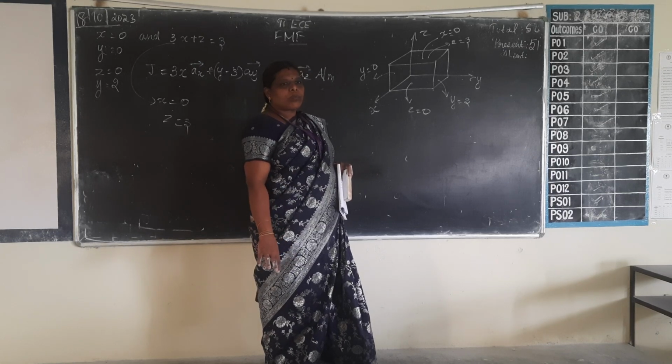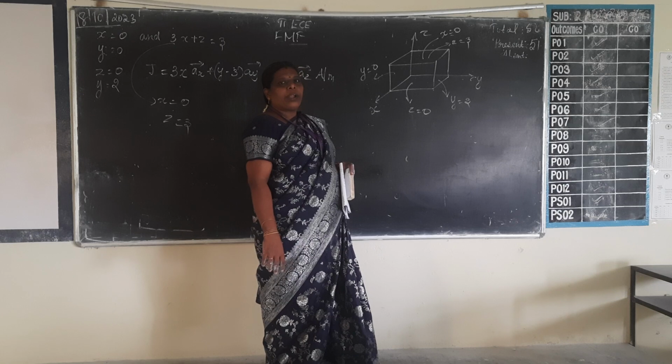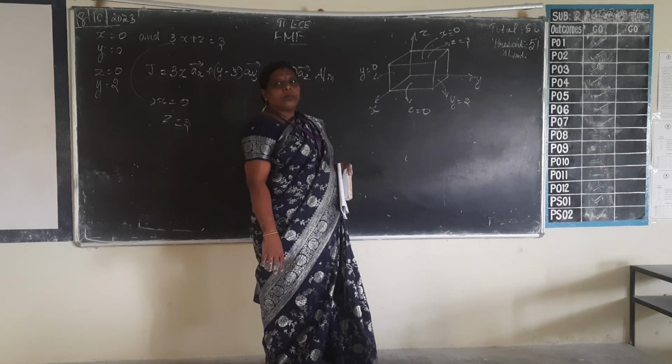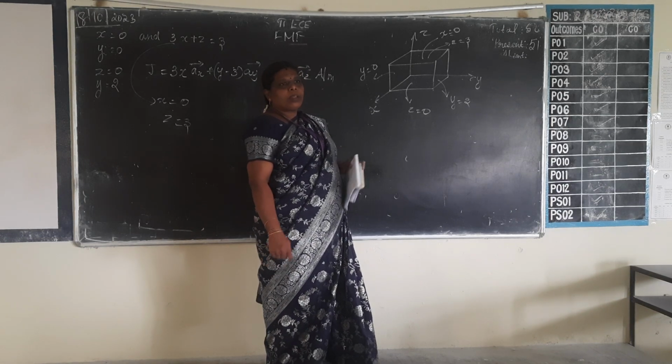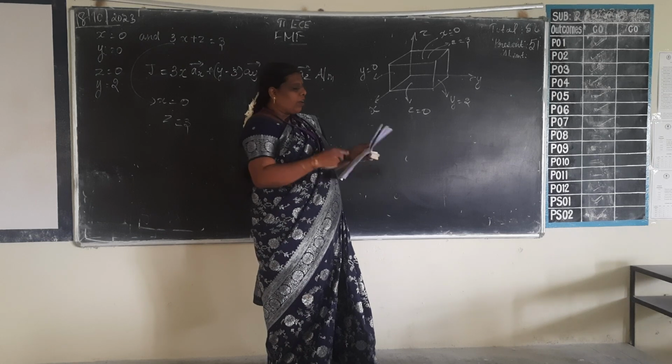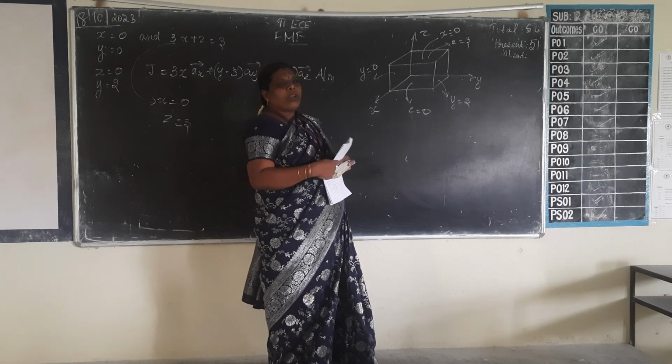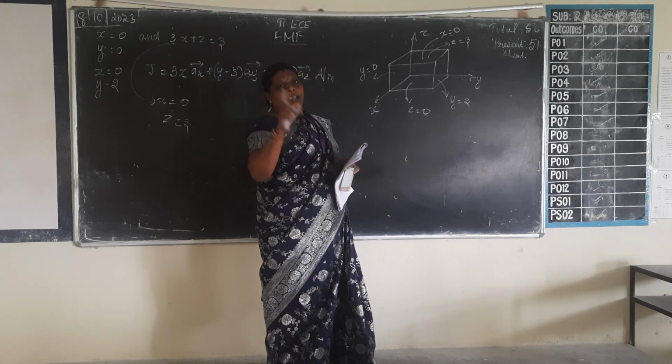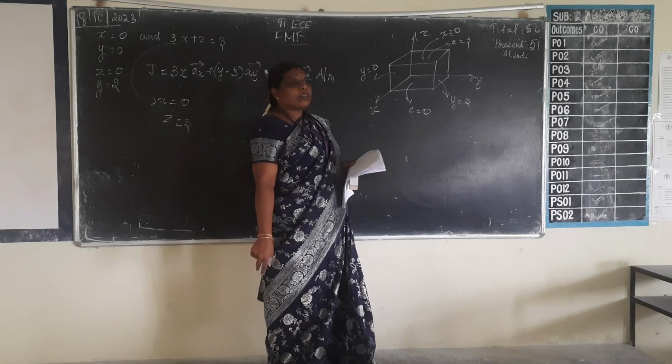Okay ma'am? Clear? Got it? Draw the diagram, then we'll proceed. Again it will be very simple. What you have to find out? I is equal to the integral of J dot dS. Integrate with all the limits. That's it.